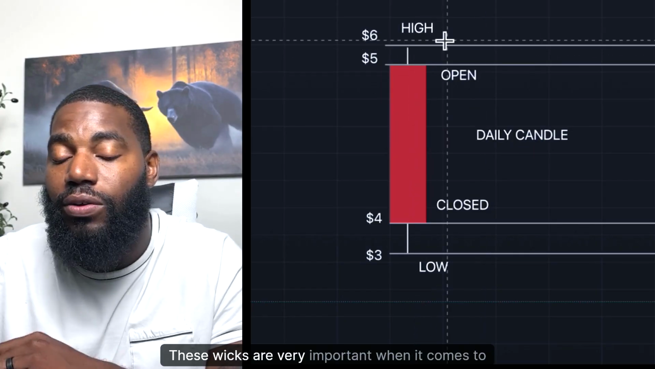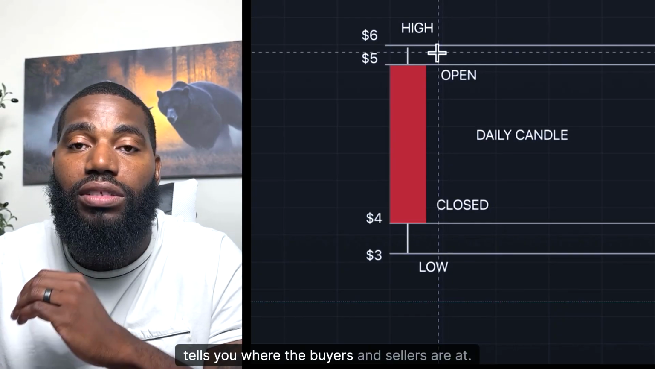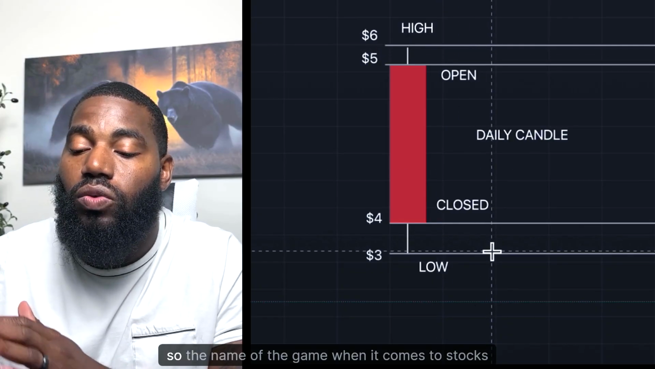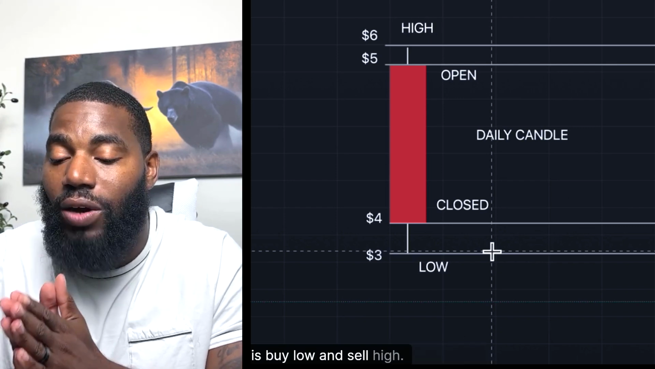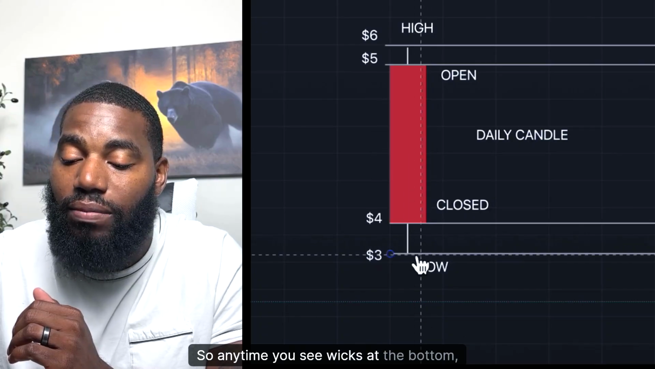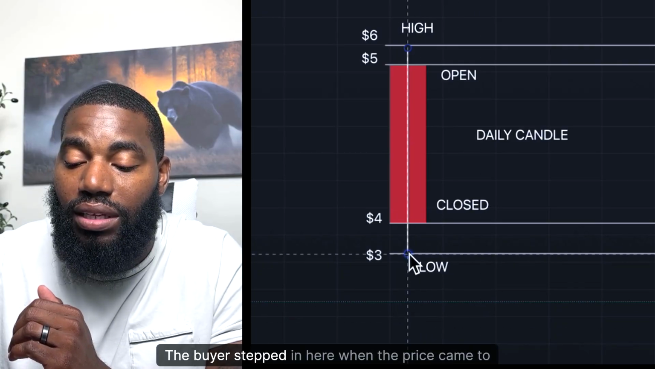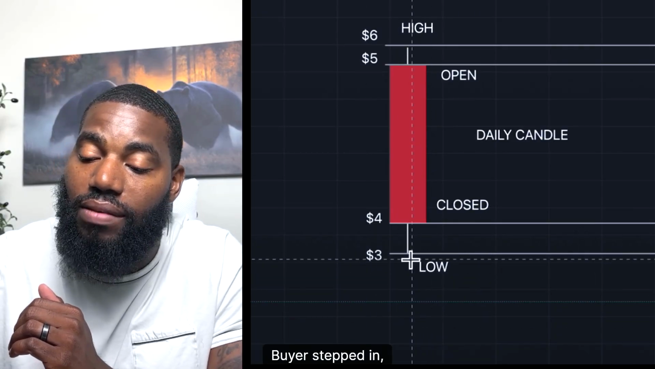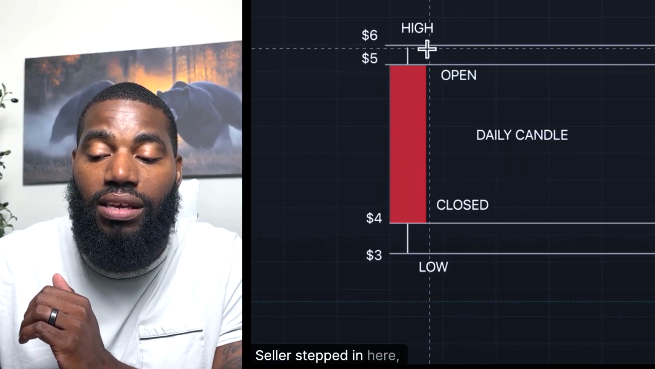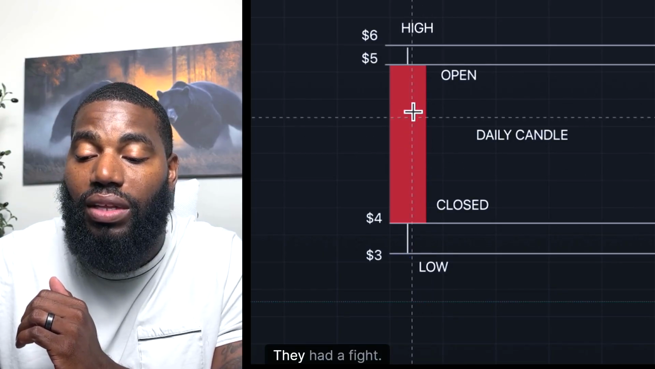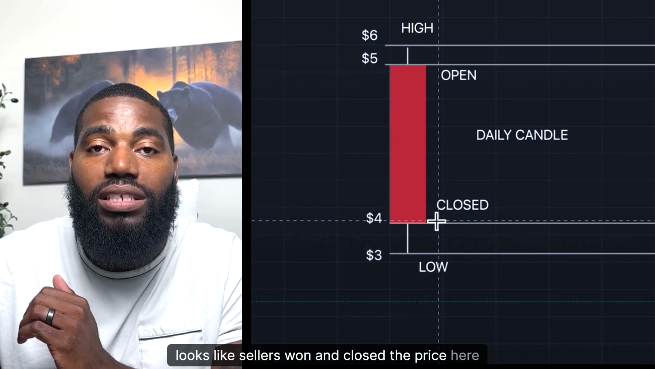These wicks are very important when it comes to reading candles. The wicks tell you where the buyers and sellers are at. All right. So the name of the game when it comes to stocks is buy low and sell high. So anytime you see wicks at the bottom, this here is where the buyer stepped in. The buyer stepped in here when the price came to 3, pushed that price all the way up to $6. Seller stepped in here, pushed that price back down. They had a fight. End of the day, looks like sellers won and closed the price here.